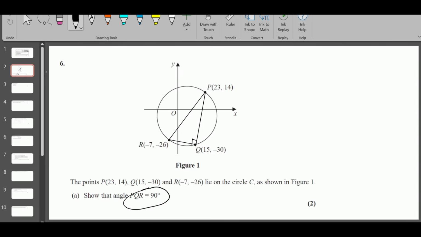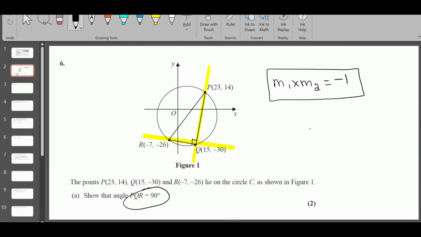There are several ways you can prove it. The easiest way is by taking the slope. If you take the slope of this line and the slope of this line, they are both perpendicular. We know the slope of one line should be the negative reciprocal of the other if they are perpendicular, or in other words, when you multiply the slopes, you should get negative one. That's the condition for two lines to be perpendicular. So that's the method we are going to use here.